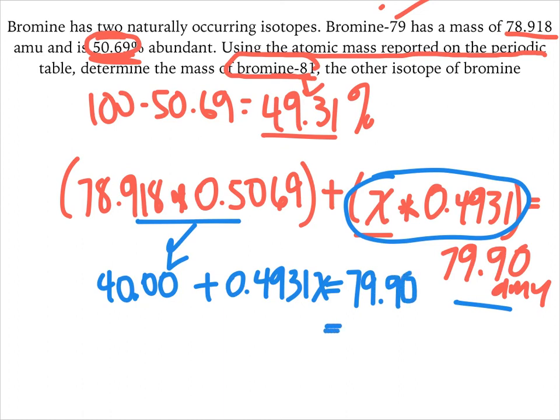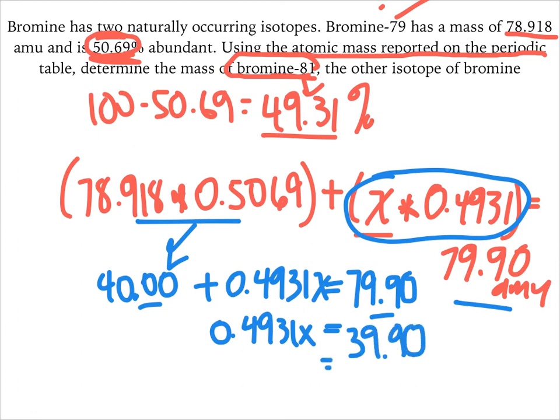Okay, and now we want to solve for x. So first, we're going to subtract 40 from both sides. So that's going to leave 0.4931x over here, and it's going to leave 39.90 over here once we subtract 40 from both sides. And then we have to solve for x by dividing both sides by 0.4931. Let's see what we get. And what we get is 80.92 AMUs.